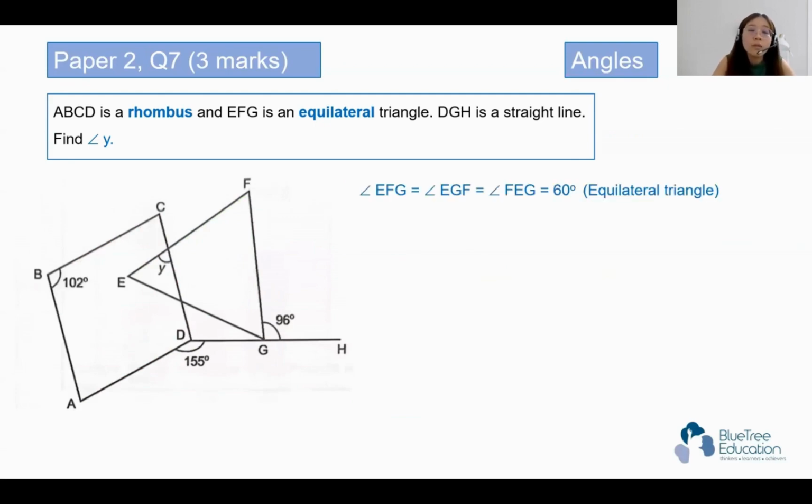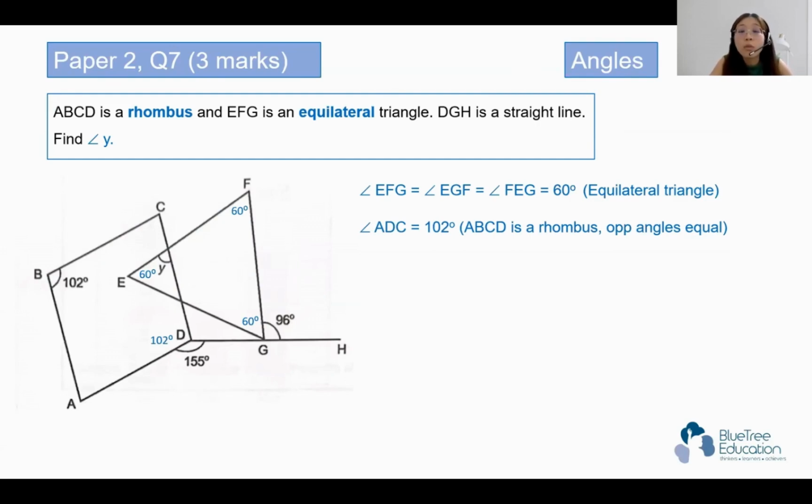So let's focus on the equilateral triangle first. Whenever there's an equilateral triangle, let's write down all the angles. We know that each angle will be 60 degrees. Okay. So now, we know that there's a rhombus there, and since they have given us angle ABC here to be 102, we will know that opposite angles are the same. So this is actually a property of rhombus. That's why angle ADC is also 102.